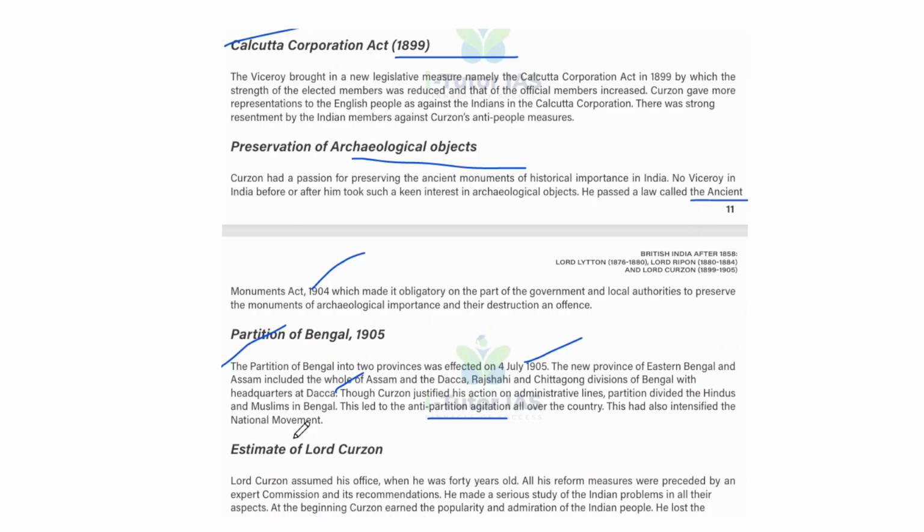And Lord Curzon assumed his office when he was 40 years old, and all his reform measures were preceded by an expert commission and its recommendations, and he made a serious study of the Indian problems in all their aspects. At the beginning Curzon earned the popularity and admiration of the Indian people. He lost the popularity by the act of partition of Bengal.